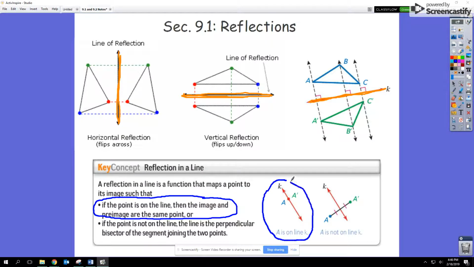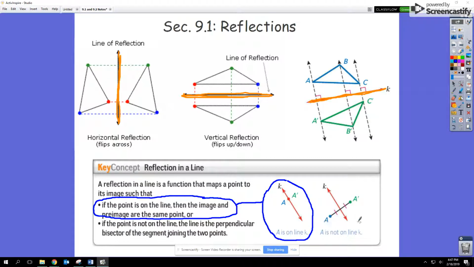All that's saying is the big orange line that I've highlighted up here, notice that all of the dots that we were reflecting were off the orange line. Well, there's going to be situations where the reflection, a point, is going to be on the line of reflection, so it doesn't move. That's just as easy as that. Don't move it. It's going to count as both the image and the preimage.